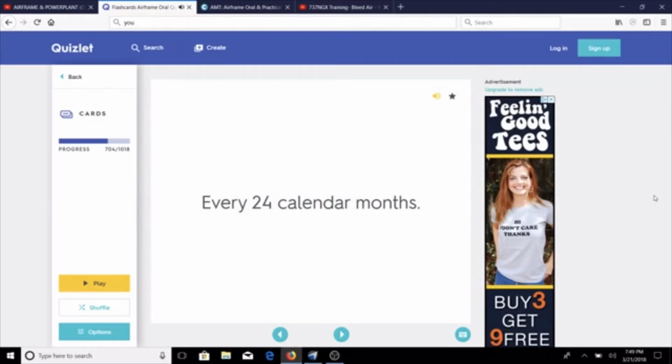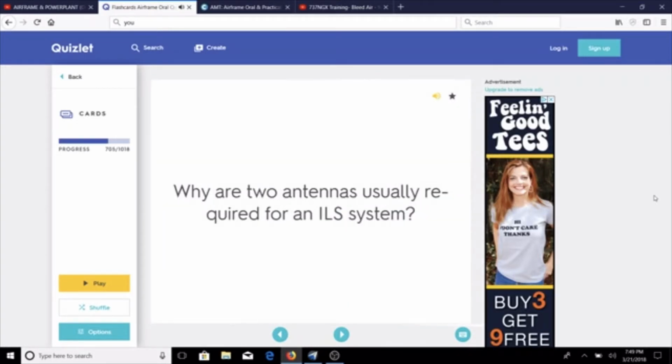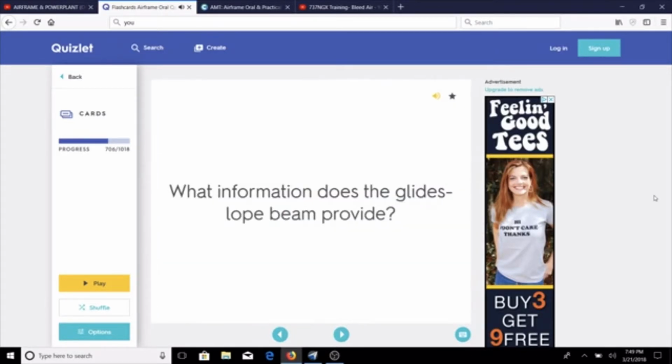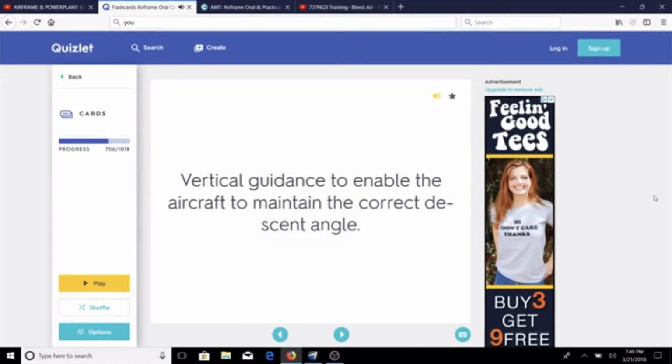Every 24 calendar months. Why are 2 antennas usually required for an ILS system? The localizer and glide slope signals are transmitted on different frequencies. What information does the glide slope beam provide? Vertical guidance to enable the aircraft to maintain the correct descent angle.